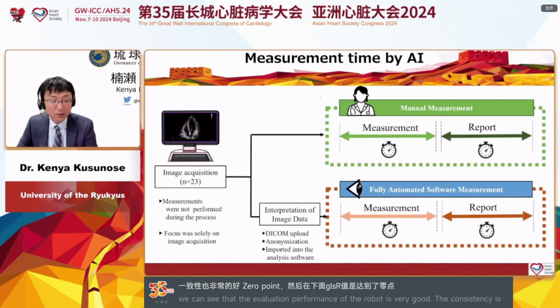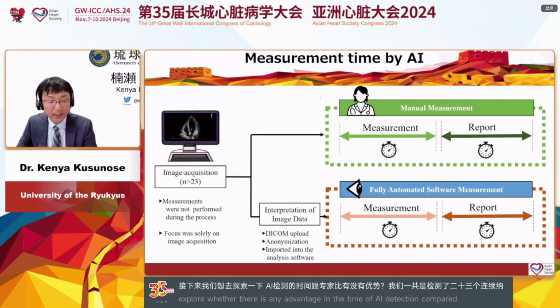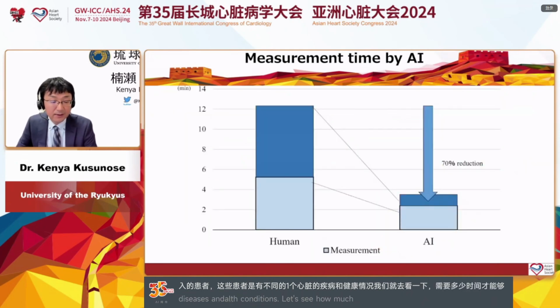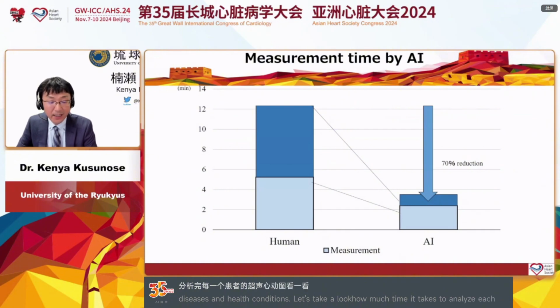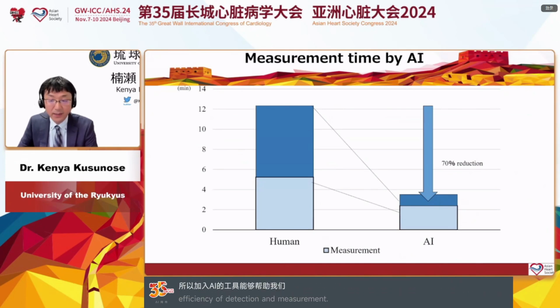Next, we planned to compare the time taken for measurement by AI to that by human experts. 23 consecutive patients were examined by a single operator. These patients had different healthcare conditions and image quality. We checked how much time was needed to measure the echo images and write reports. As a result, the AI significantly reduced the measurement time compared to the manual method. The incorporation of AI into echocardiographic analysis led to a 70% reduction in measurement time compared to manual methods.